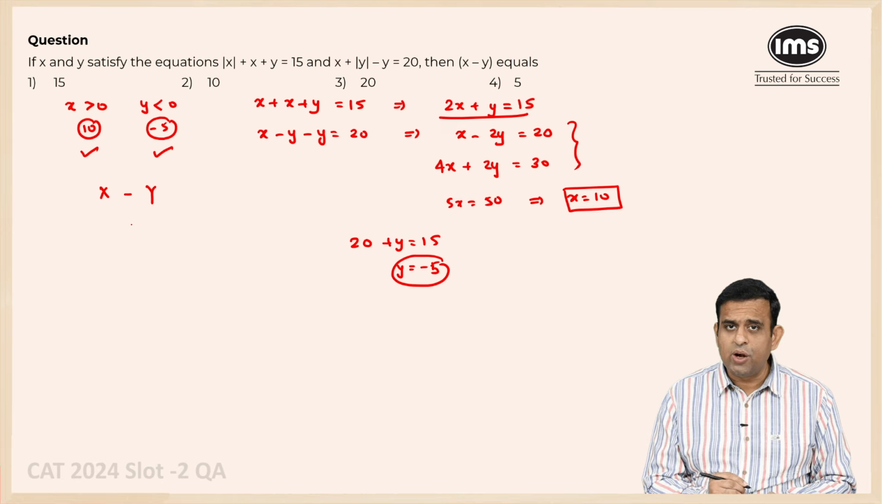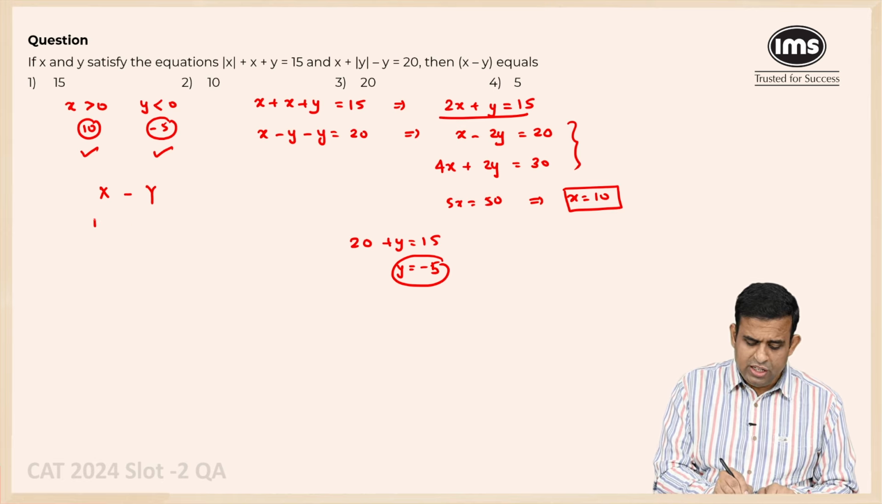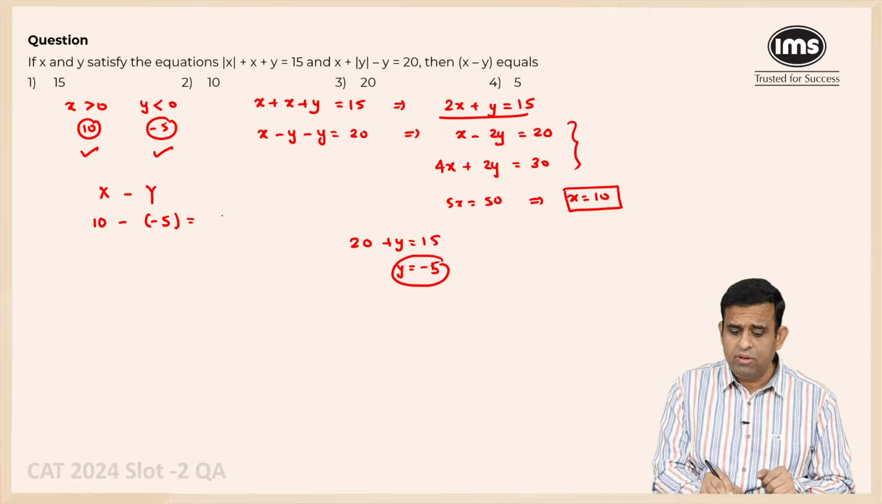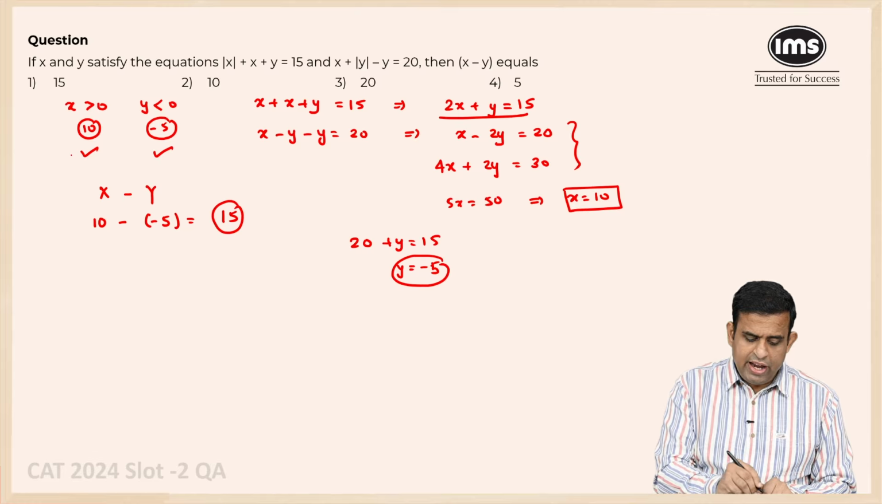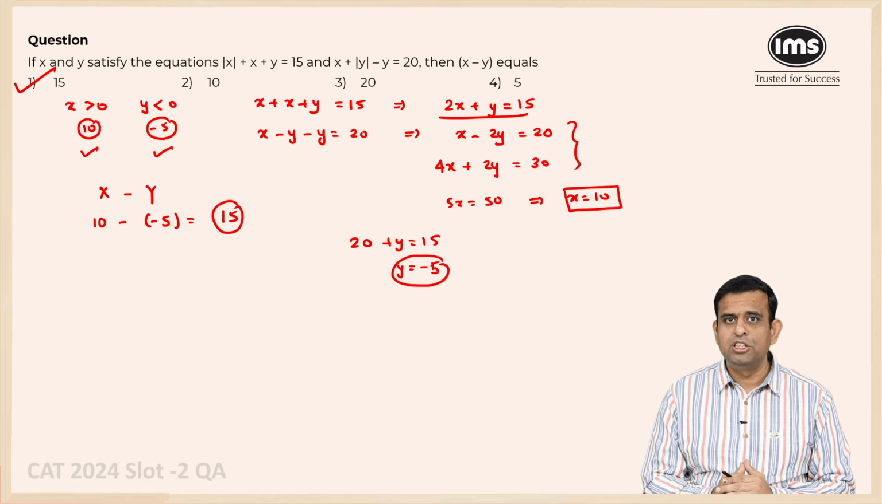The task was to find out the value of x minus y. So 10 minus of minus 5 will give you 10 plus 5, which is 15. Hence option number 1 is the answer for this particular question.